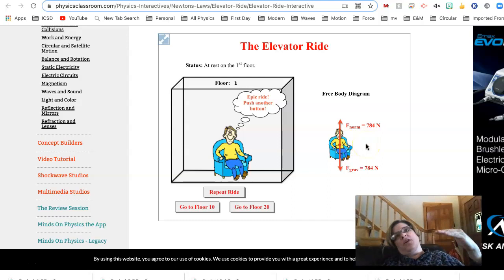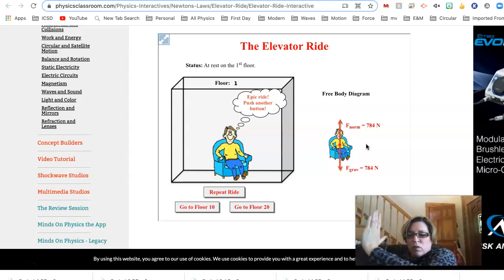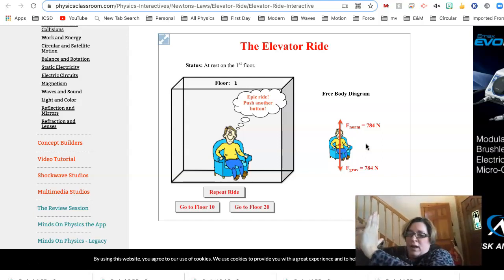So the normal force is a name for any kind of supportive force when you're on a surface. So if you're standing on a floor, if you're sitting on a chair, the chair is providing a normal force to you. Even if you lean up against a wall, right? Then the wall can provide a normal force.